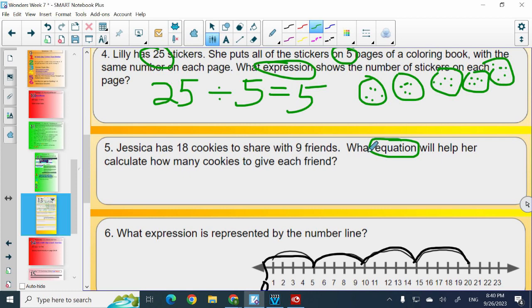An equation is going to have an equal sign. This is an equation. Without this, that would be an expression. Okay, gave you some time.